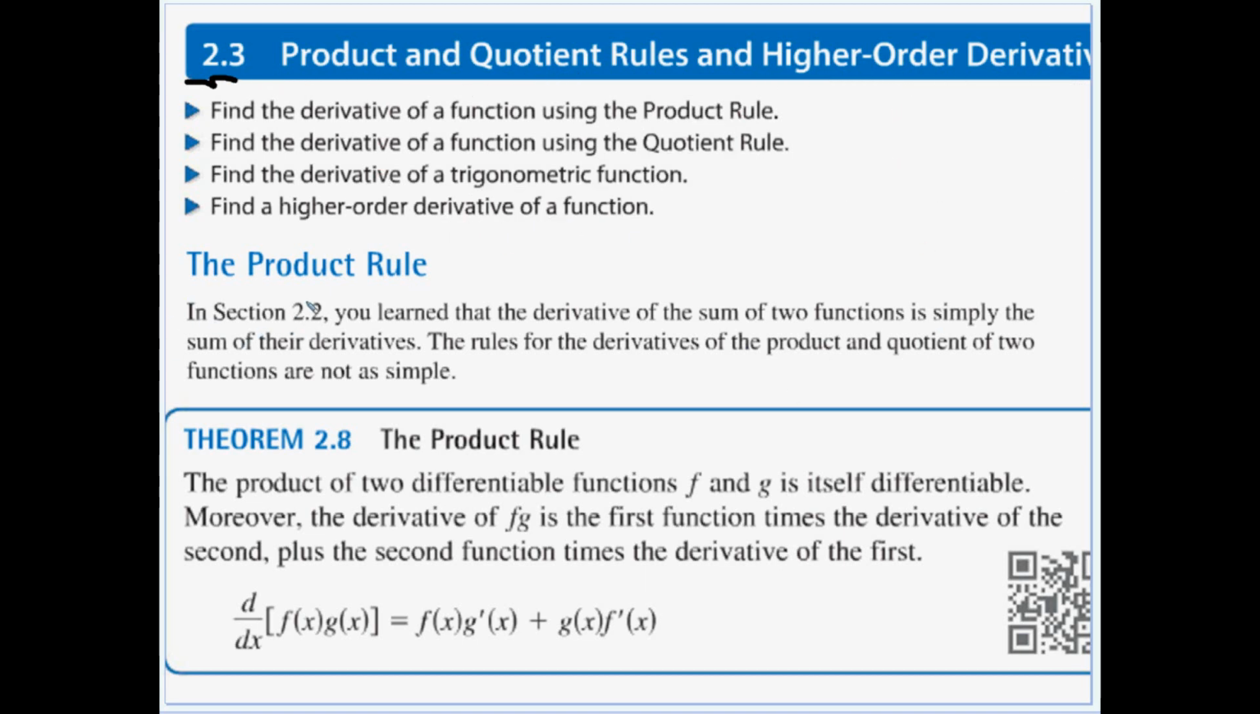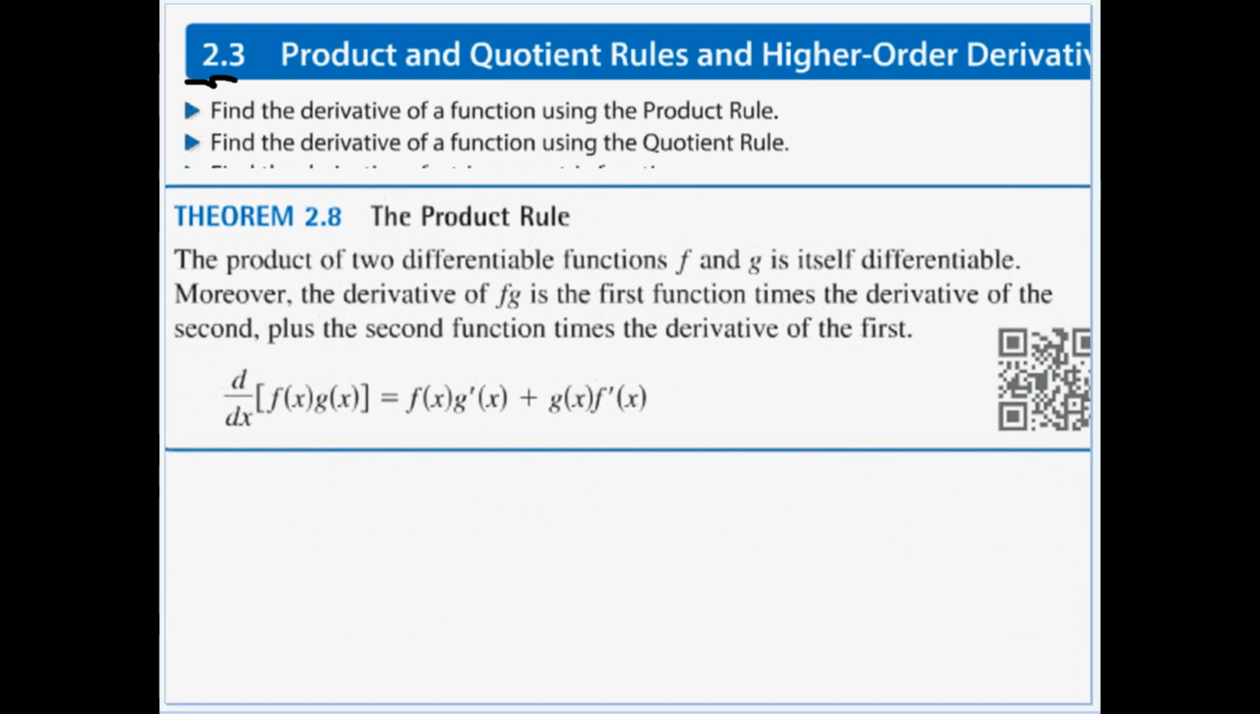Okay, it says here in the last section, 2.2, you learned that the derivative of a sum of two functions is simply the sum of their derivatives. The rules for the derivatives of products and quotients of two functions are not so simple. So here's the product rule. The product of two differentiable functions, f is one function, g is another function. The product is itself differentiable. Moreover, the derivative of f times g is the first function times the derivative of the second function plus the second function times the derivative of the first.